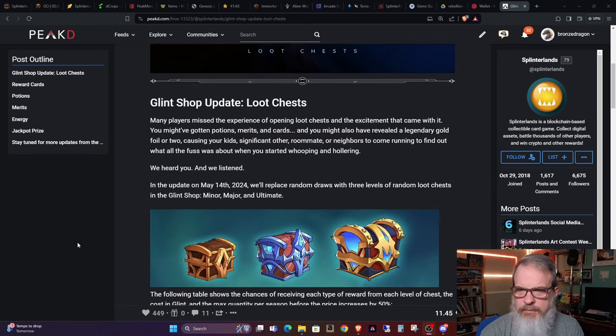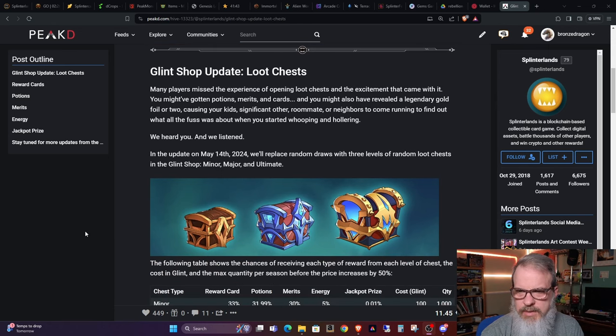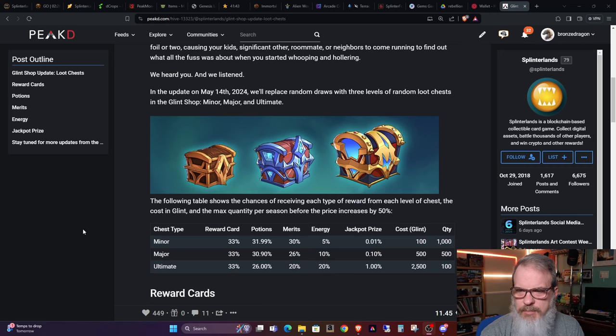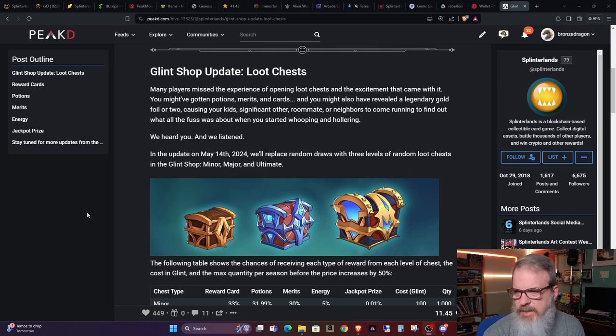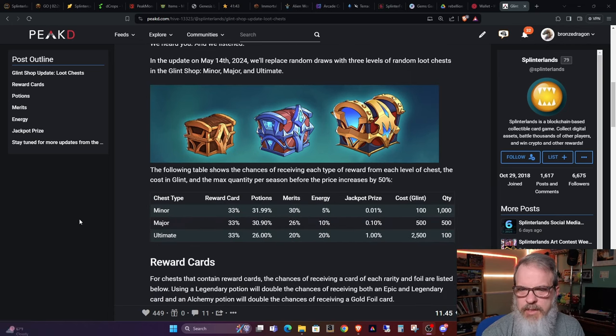So once again, we've heard of the chests coming into the game, and I did a game update last night, but up to, let's see, when was this posted? 8 hours ago. Up to 8 hours ago, this being on the patch day, we did not hear the details, but we can take a look at the details here. We have the minor, major, and ultimate chests. The numbers are pretty much set here. In each of the chests, you have a 33% chance of getting a reward card. In each of the chests, you have a 32, a 31, and a 26% chance of getting potions. The potions percentage chance decreases as they go up from minor to ultimate.